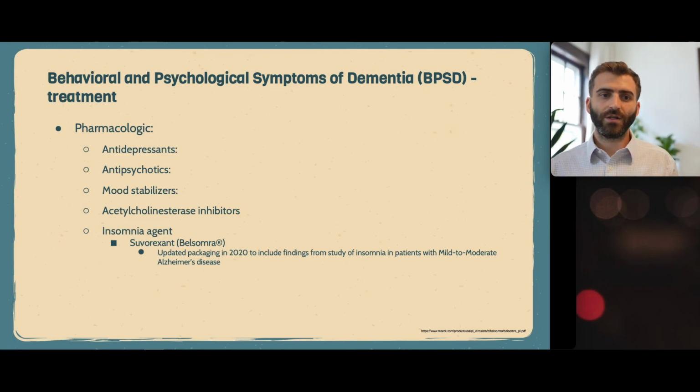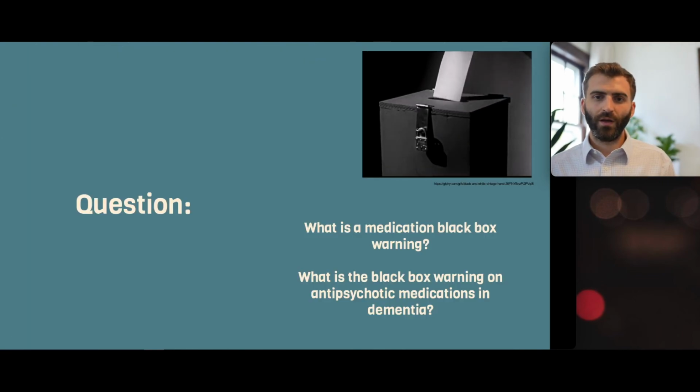Pharmacologic: there are some medications that can be used. Suvorexant does have FDA packaging related to using it in insomnia, whereas the other ones do not have FDA approval or FDA packaging. Now I wanted to go into the individual medications, but there is a black box warning on antipsychotics and dementia-related psychosis. So the question here is, what is a medication black box warning, and what is the black box warning on antipsychotic medications in dementia? Feel free to pause and think about it.